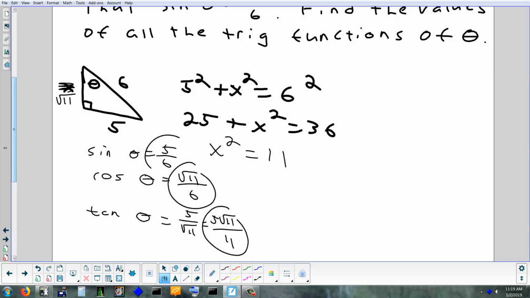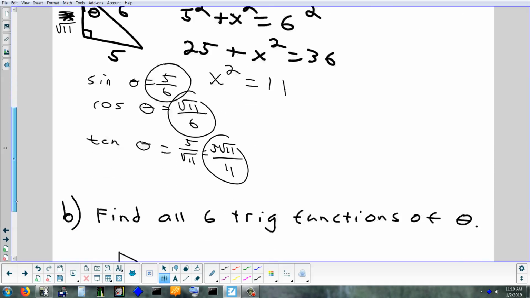Any questions on how she fixed that tangent? So we always want to make sure that if we end up with a root in the bottom, we have to fix it so we don't have that root. Why can't you have a root in the bottom? Because we don't. The real reason?